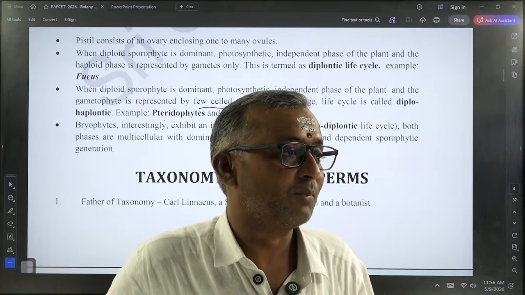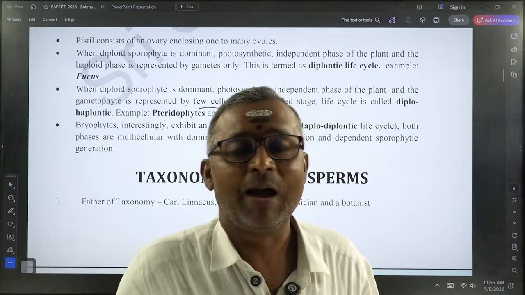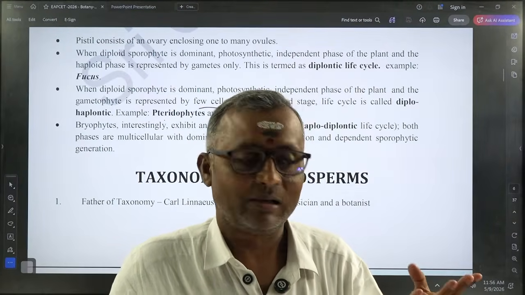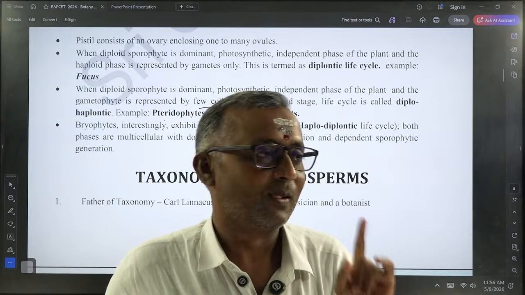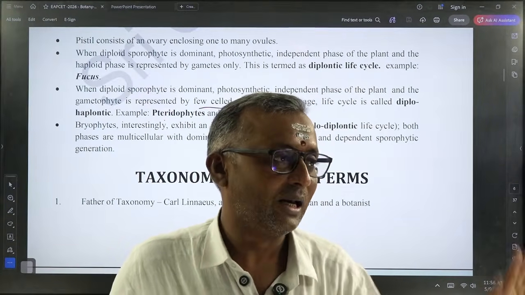Haplodiplontic life cycle example, I told you it is bryophytes. Remember, Harsha: haplodiplontic, bryophytes; diplohaplontic, pteridophytes, gymnosperms, angiosperms; diplontic, Fucus; haplontic, Volvox, Spirogyra, etc.